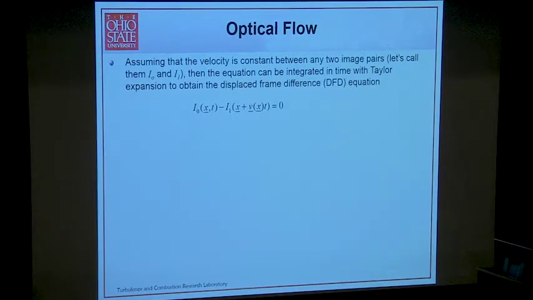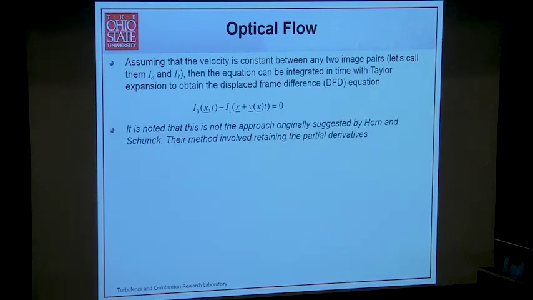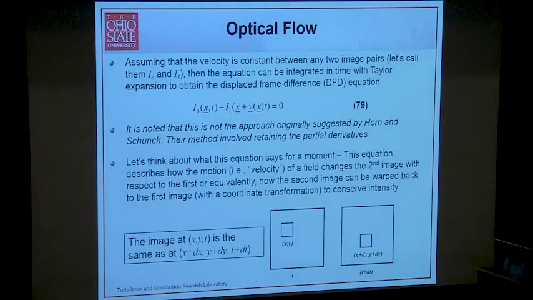So keeping this equation in mind, if we assume that the velocity is constant between any two pairs, which is exactly what you do in PIV, so there's no additional assumption right there, then the equation can be integrated in time with Taylor expansion to obtain something called the displaced frame difference equation. So we integrated the motion constraint equation. If you go back and read the original Horn and Schunck, they don't do this. They actually retain the partial derivatives. I'm not going to discuss that.